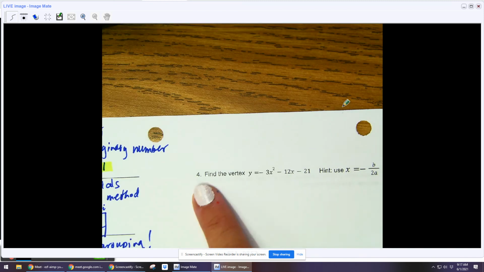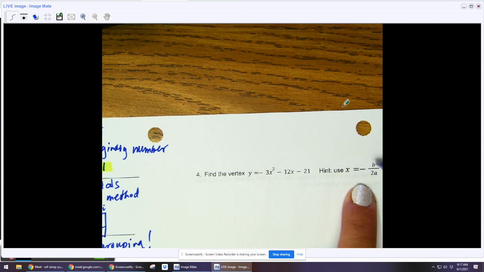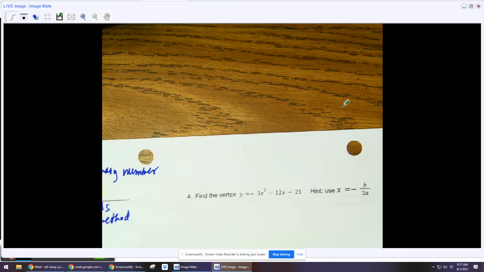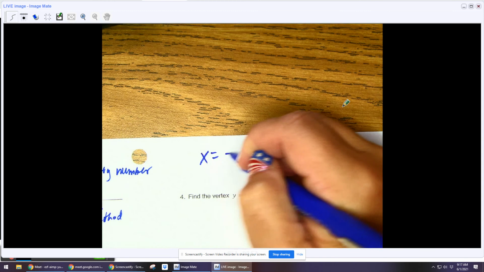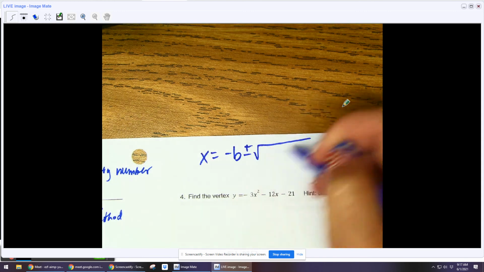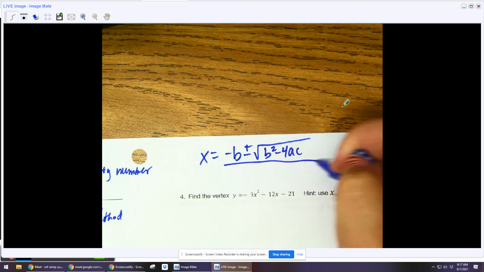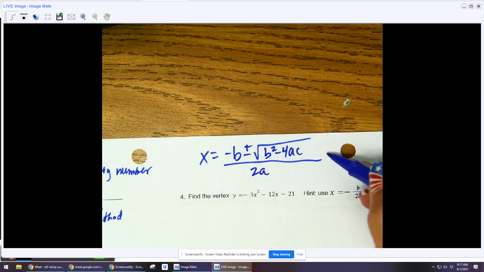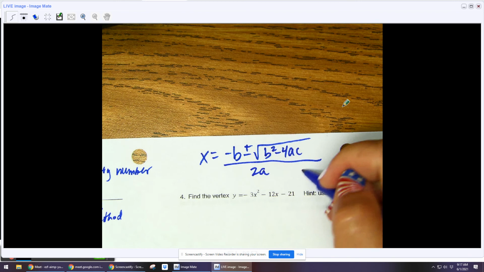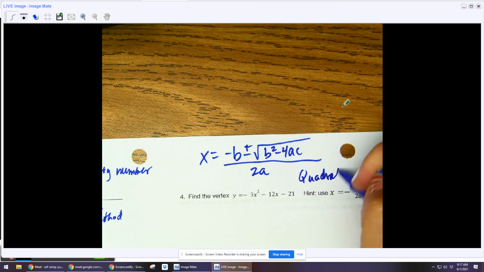Okay, over here, find the vertex, hint. Now I want to show you real quick where this comes from again. We learned way back last semester, x equals negative b plus or minus square root b squared minus 4ac all over 2a. This was called the quadratic formula. The quadratic formula has 2 parts.